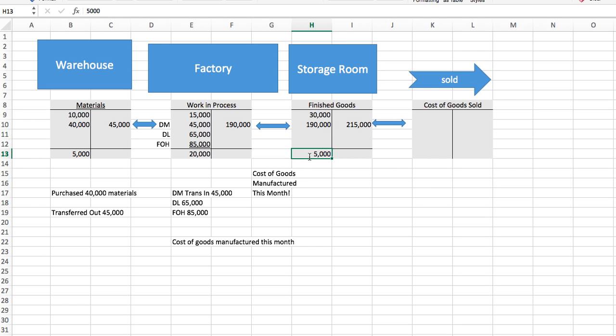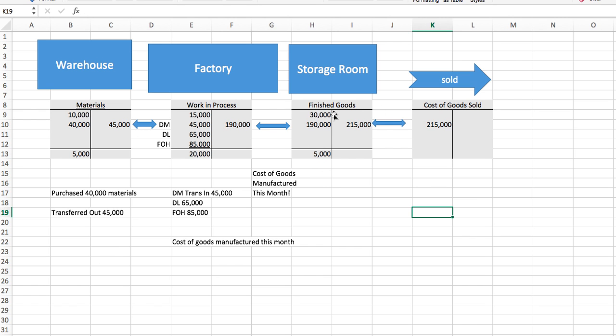If at the end of the year we have $5,000 left, then we can calculate that we actually sold $215,000. So those units would become cost of goods sold. So with these beginning inventories and ending inventories given to us, then we can figure out how many items were transferred over to the next building. And then, of course, they gave us direct labor and factory overhead for us to figure out that $190,000 worth were actually manufactured this month. That is the cost of goods manufactured this month.